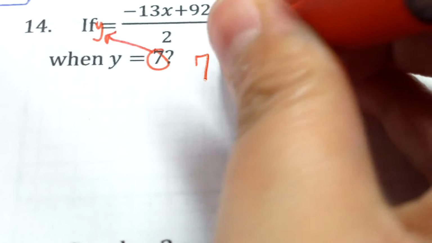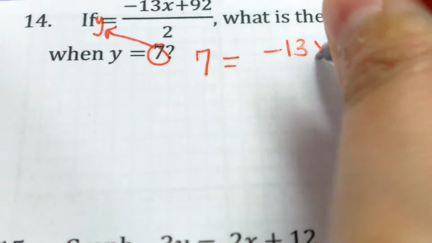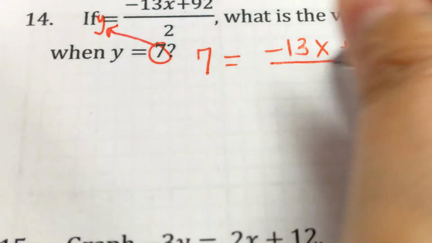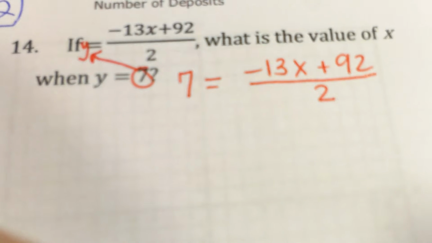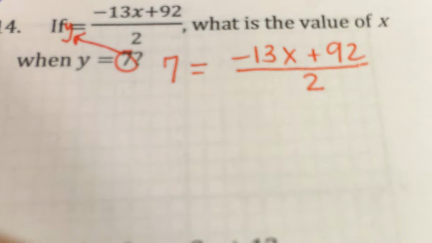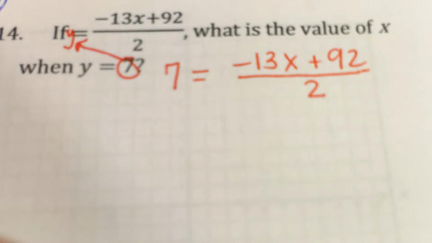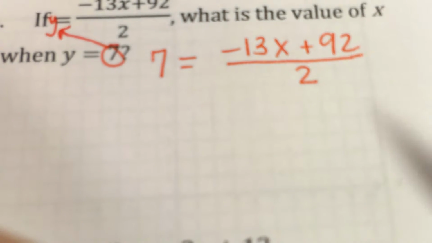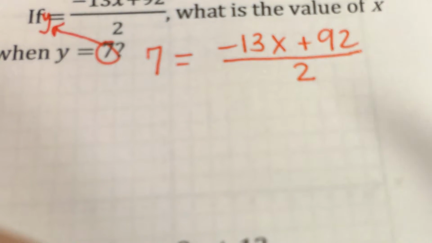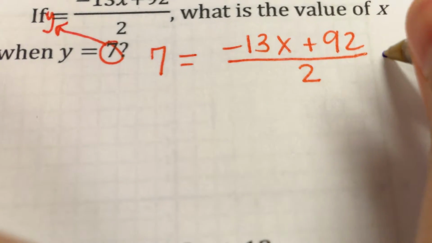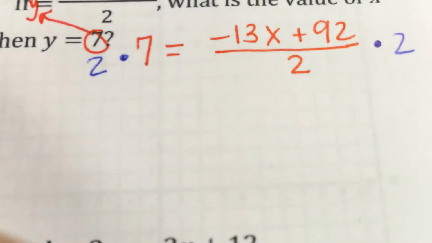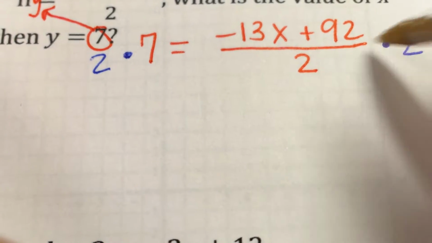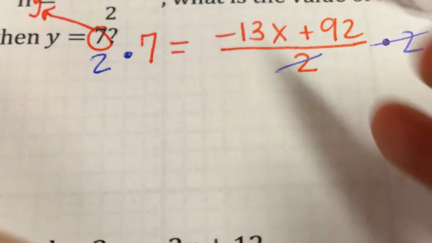So I have 7 equals negative 13x plus 92 divided by 2. And we want x by itself, so we need to get rid of the other stuff that's in the way. First thing we want to do is get rid of this dividing by 2. And the opposite of dividing by 2 is multiplying by 2. Of course, to both sides. What you do to one side, you have to do the other. By multiplying by 2, these 2's cancel. And then now you have 14.